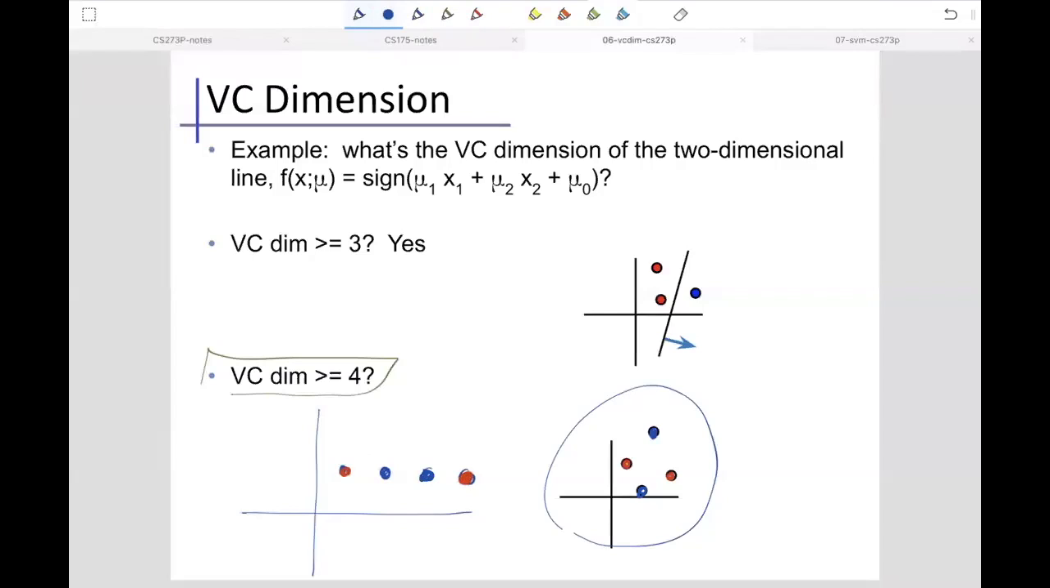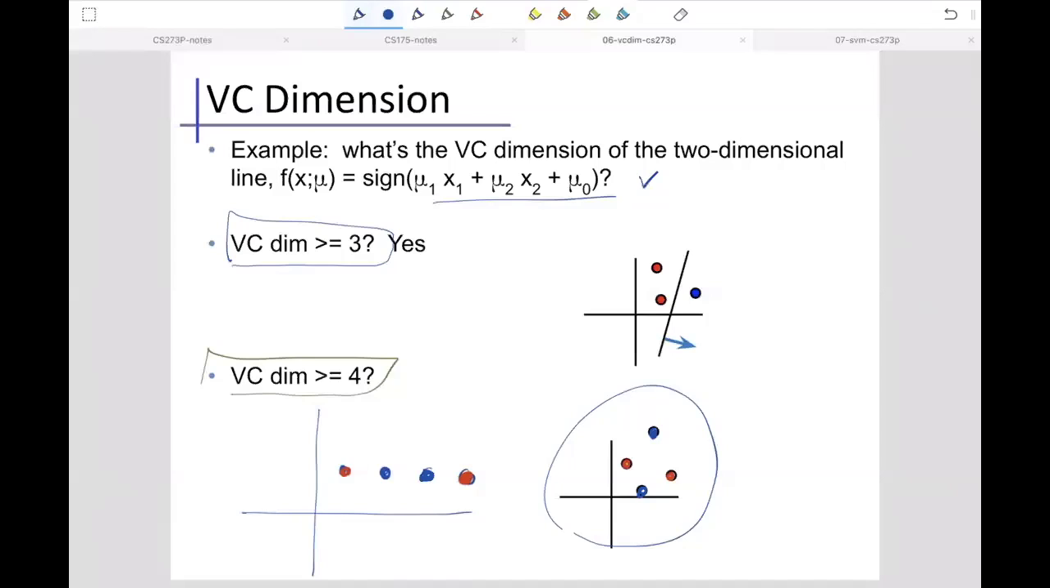It turns out that no matter what 4 points you place on this plane, I can always find a class label assignment such that this model cannot correctly classify them. For that reason, the VC dimension cannot be 4. As a result, the VC dimension turns out to be exactly equal to 3 for this model.